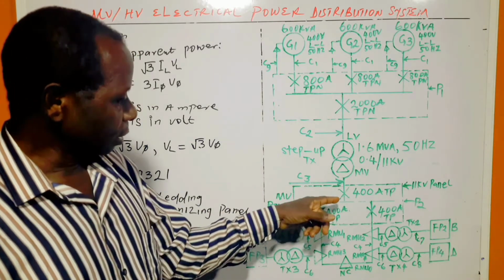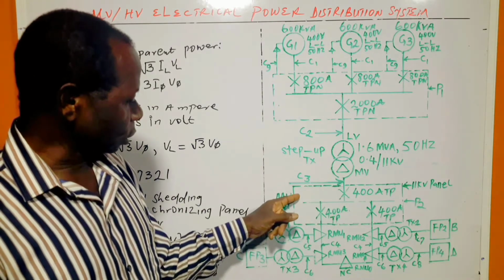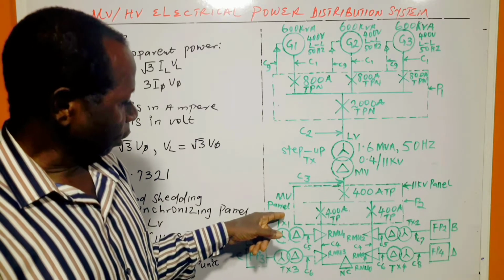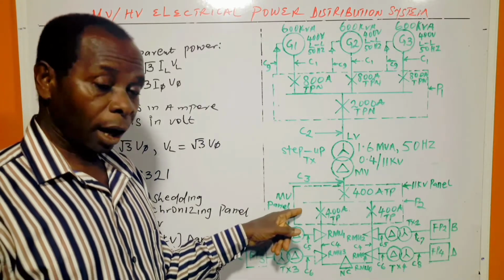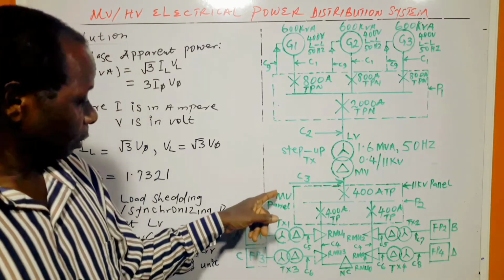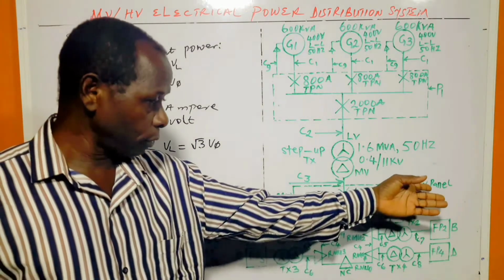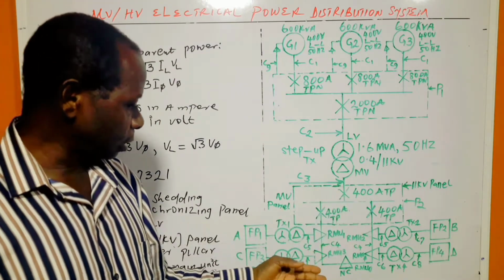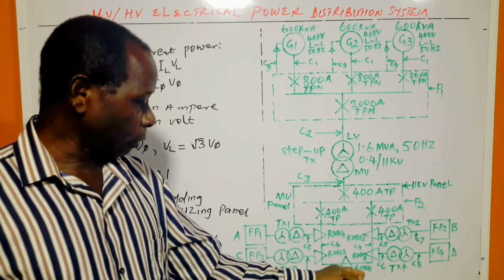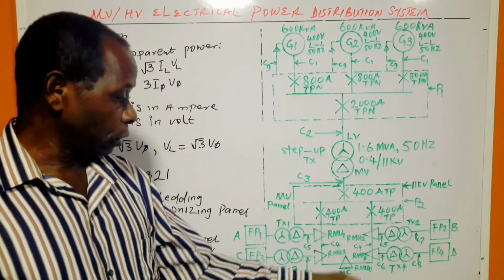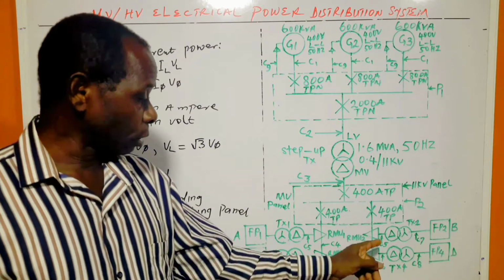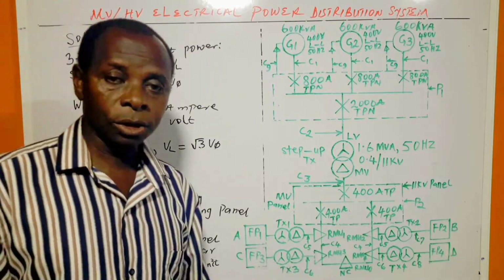Then from there we move into the medium voltage panel. This is the 11 kV panel, with the circuit breakers inside, and from there we have the ring line that feeds the transformer substations A, B, C, D.